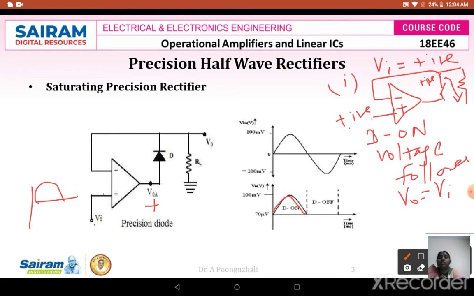Next, coming to the negative cycle. When my input is negative, the point at this is negative. When this is negative, it is connected to the positive of the diode. That means the diode is reverse biased. When the diode is reverse biased, it acts like an open switch. So my circuit is going to look like this. Here this is minus, this is plus. Here I have an open switch.